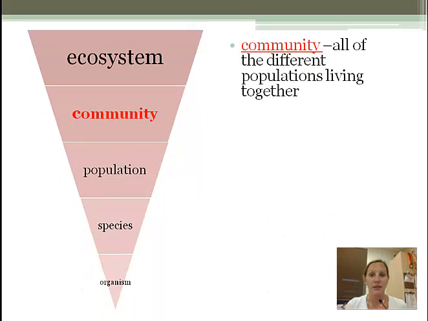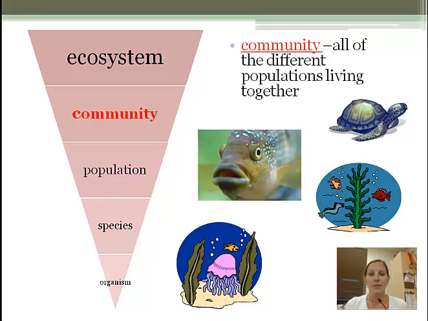A community, that's all the different populations of living things. No more abiotic factors. That might include a fish, a turtle, seaweed, and any other living thing all living together. These are all different organisms in one community.